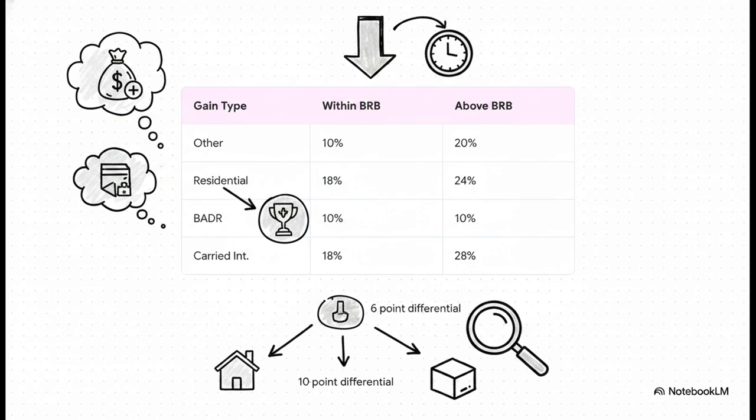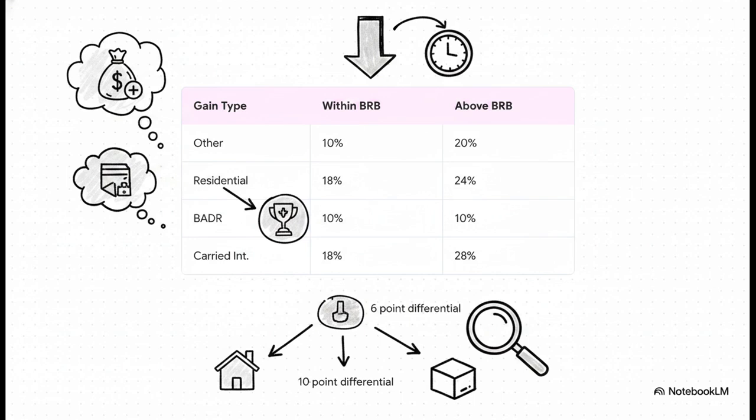When you're allocating your remaining basic rate band across different types of gains for 2024/25, you're essentially facing a strategic puzzle. Always allocate your BADR gains first, because they sit at a flat 10%. But what about the choice between other assets and residential property? Well, you want to allocate the basic rate band to other assets first.